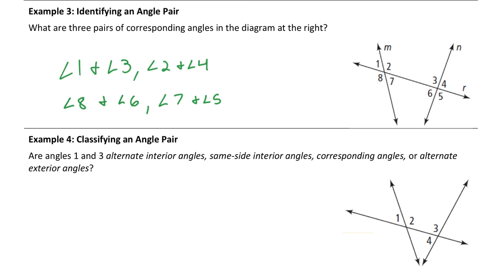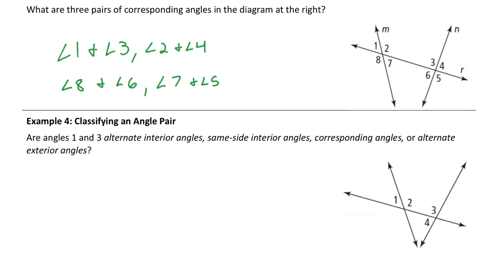So I gave all 4 pairs because there are 4, but if you had any 3 of these pairs, you had 3 pairs of corresponding angles. 1 and 3, top left position. 2 and 4, top right position. 8 and 6, bottom left position. 7 and 5, bottom right position. So that means corresponding. And then example 4 is a pretty quick one.